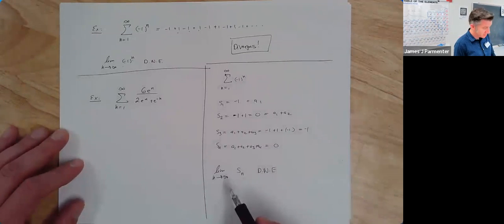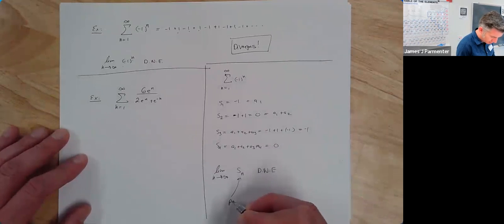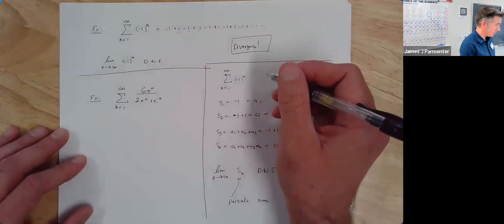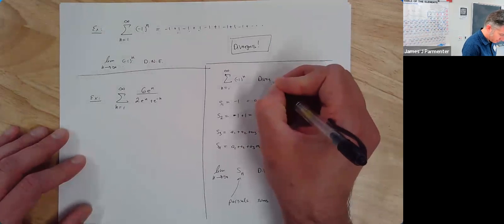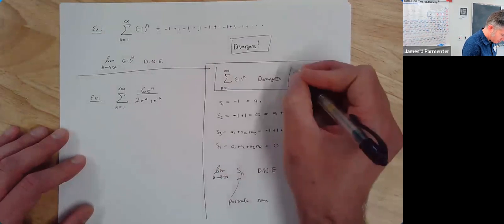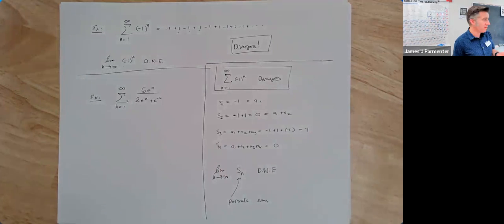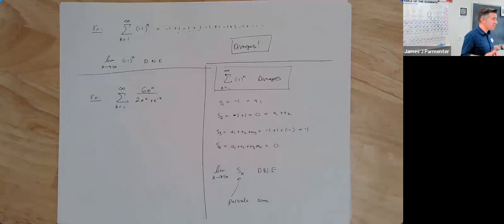But the limit of the sequence of partial sums not existing means that the series itself doesn't add up to anything. It diverges. So that's really what you're doing when you're trying to show if a series converges or diverges. What you could be doing is looking at the sequence of partial sums and asking, does the limit of that sequence of partial sums exist or not? And we'll do this a couple other times.